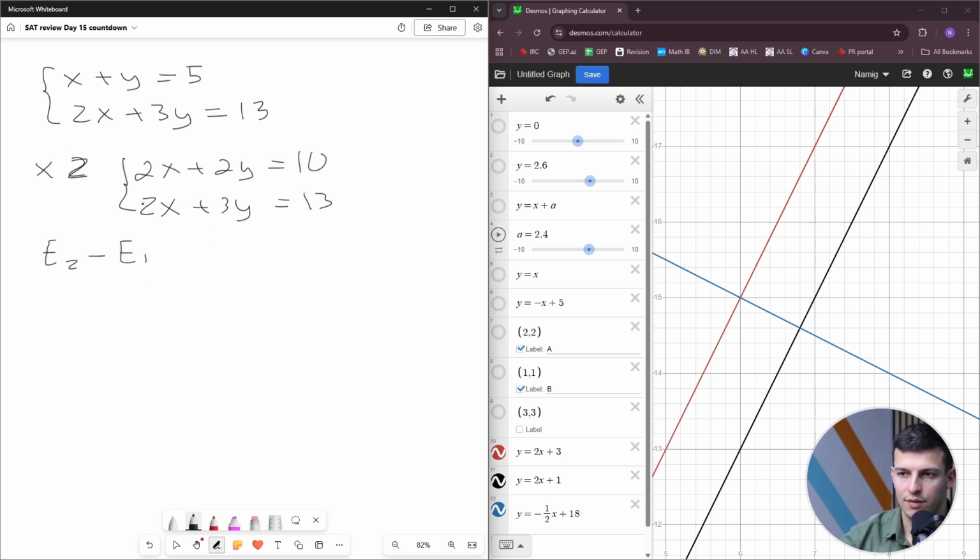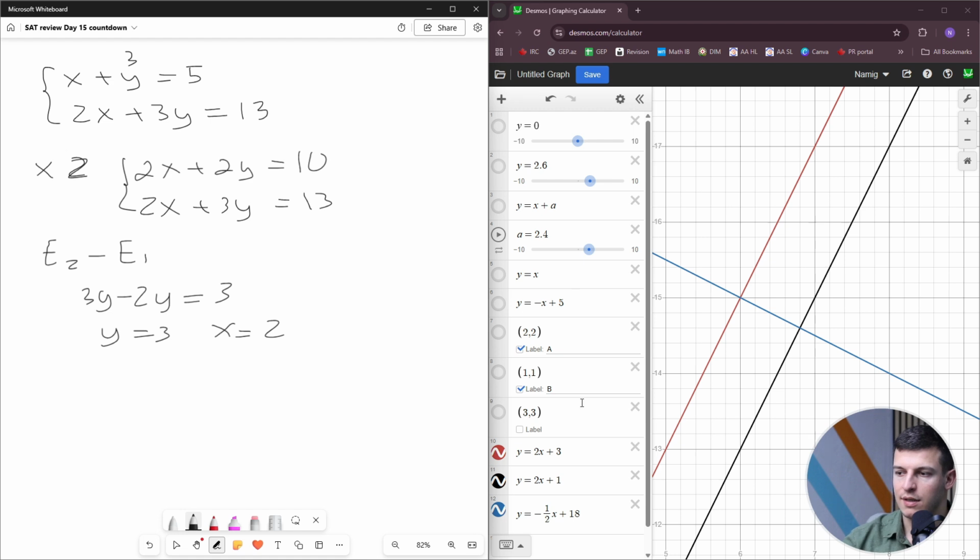Why would I do that? Because that will get rid of my x. So x will disappear. I will have 3y minus 2y equals 3. So y is going to be equal to 3. If y is 3, I can plug that back into the first equation and find out that x is going to be 2. That's one way to solve it.